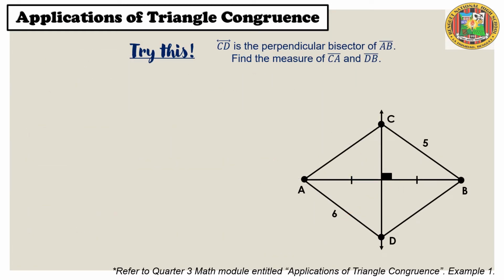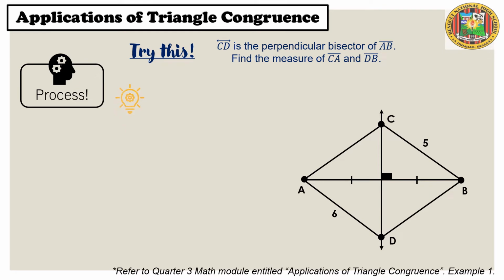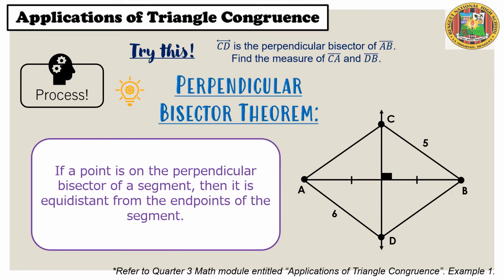Let us process what we know. To solve for the measures of segments CA and DB, we can use the perpendicular bisector theorem. This theorem states that if a point is on the perpendicular bisector of a segment, then it is equidistant from the endpoints of the segment.